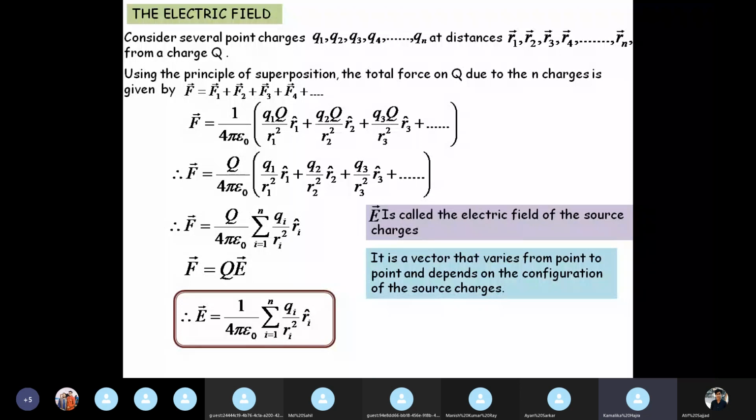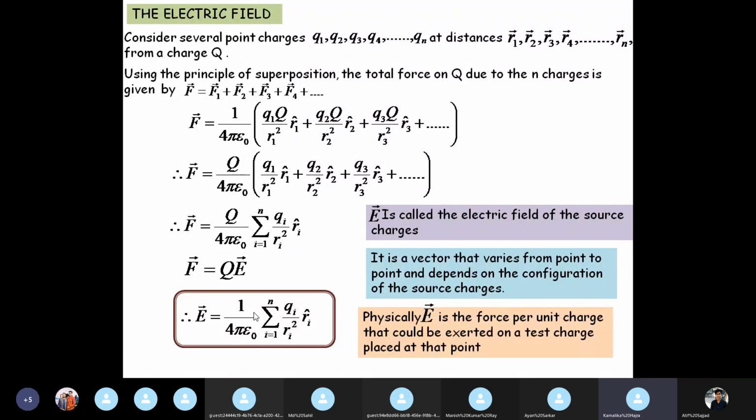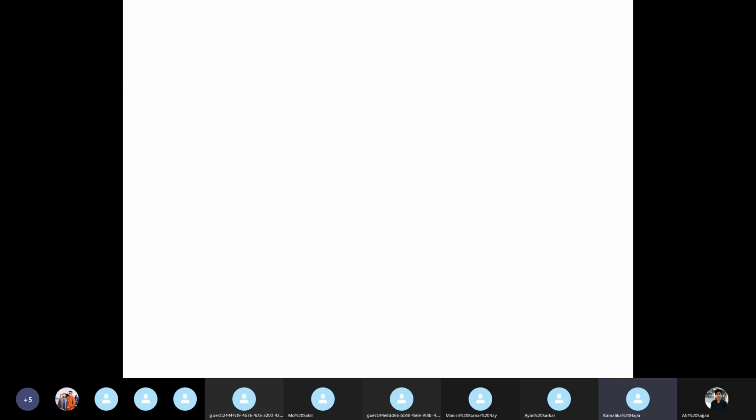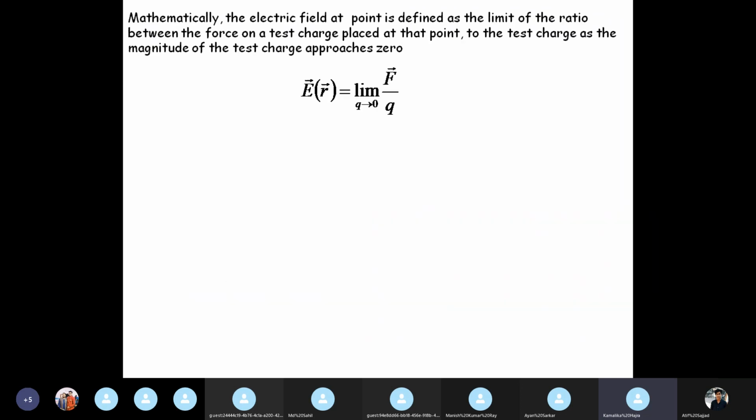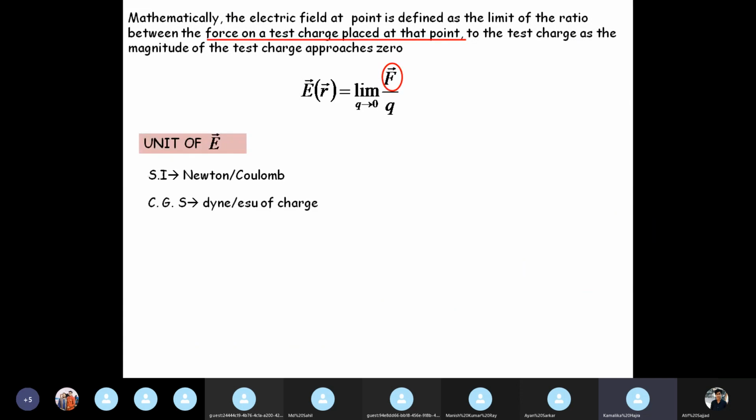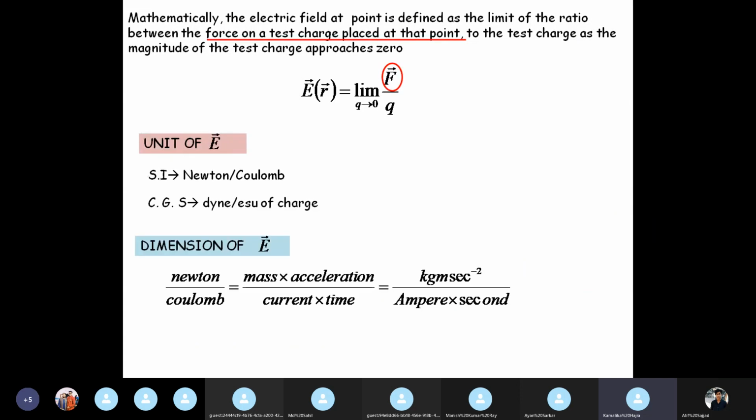Obviously, it is a vector that you can see varies from point to point because it will depend on the value and direction of Ri, the value of E. Okay, and physically E is the force per unit charge. Okay, and mathematically we saw that it can be written as the limit q tends to 0 of force per unit charge, and then we saw what are the units of E, what is the dimension of E, right?